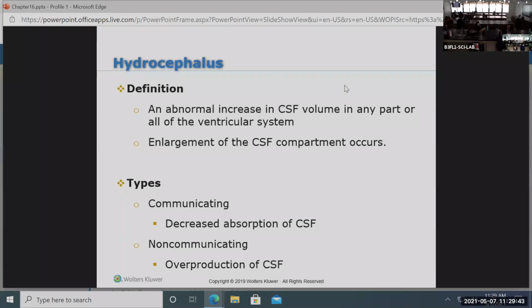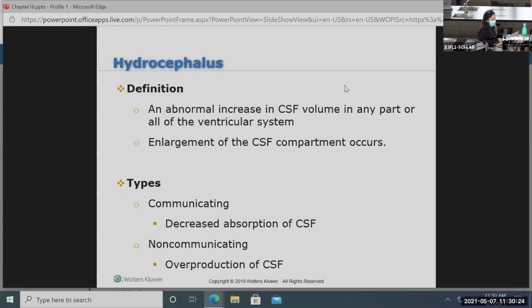Hydrocephalus. Those kids with the big head, full of water. Hydro means water, cephalus means within the brain. Now, hydrocephalus, highlight, is an abnormal increase in the CSF volume in any part or all of the ventricular system. The ventricular system, I already mentioned, includes the lateral ventricles, third ventricle, and fourth ventricle.